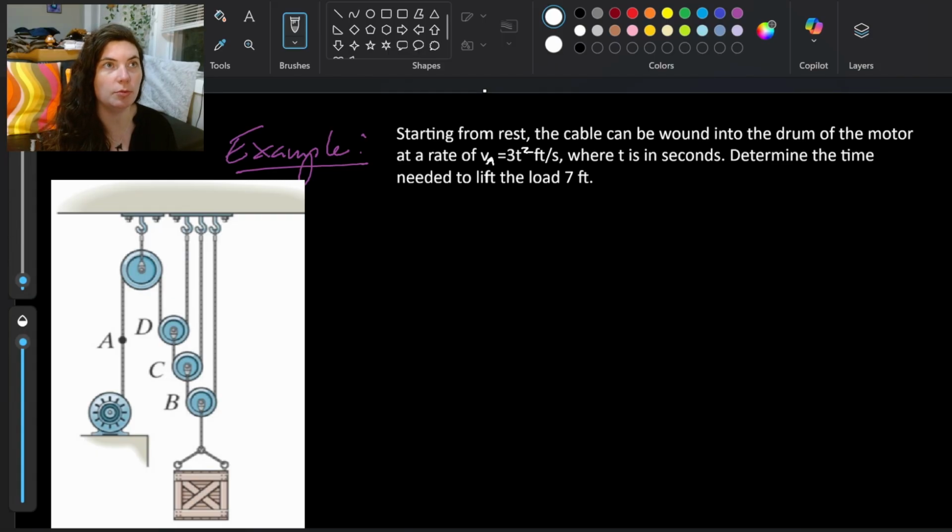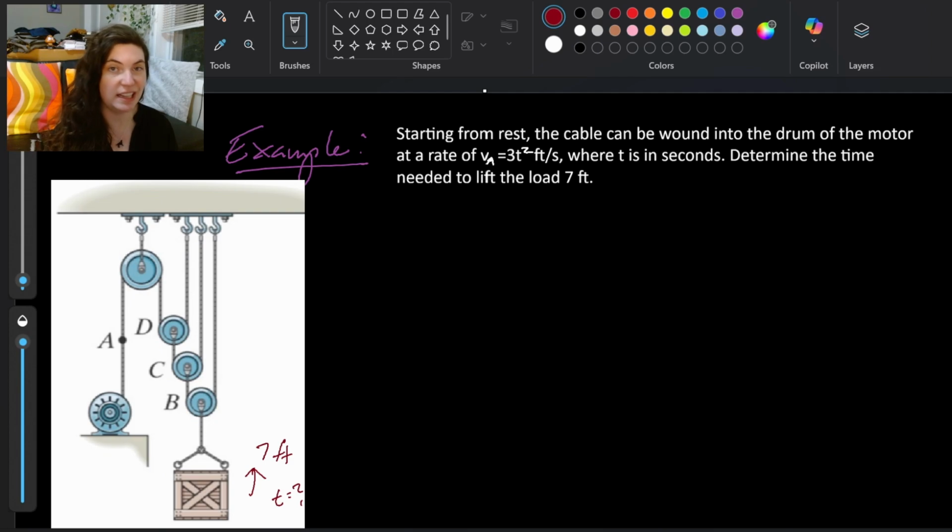So it says, starting from rest, the cable can be wound into the drum of the motor at a rate of VA equals 3t squared, where t is in seconds. Determine the time needed to lift the load 7 feet. All right, so we want to find out how long it takes for this crate to move upwards by 7 feet. So we've got a distance. We're looking for a time. Time is the question mark. We don't know what time is.